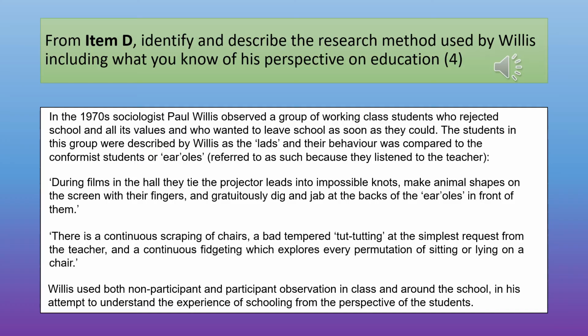So you identify and describe the research method used by Willis, and what do you know? Well, Willis is a Marxist. It doesn't say that here, so that's one area where your revision will be checked, perhaps where your knowledge will be checked. You can still get marks, everyone can access marks just by reading and comprehension, but just be aware you may need to know Willis was a Marxist, or be able to pick that out from the fact he looked at working class students. That's the big key here.